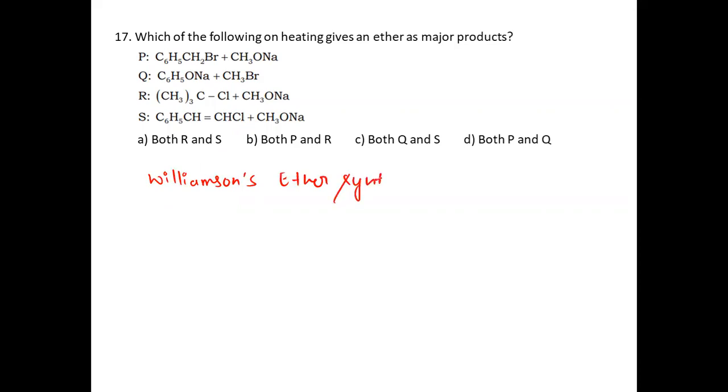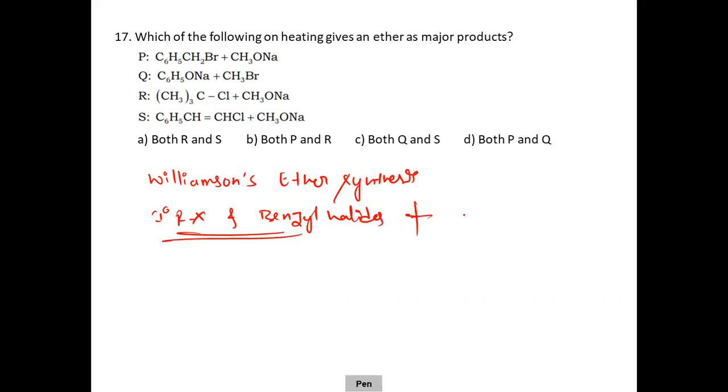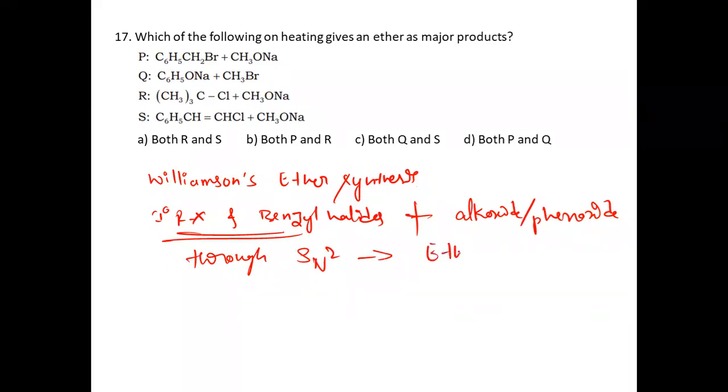In this Williamson's ether synthesis, we know that primary alkyl halides and benzyl halides react with alkoxide or phenoxide. I consider both the cases, alkoxide or phenoxide, and the reaction takes place by the SN2 mechanism, which gives ether. This is the Williamson's ether synthesis.